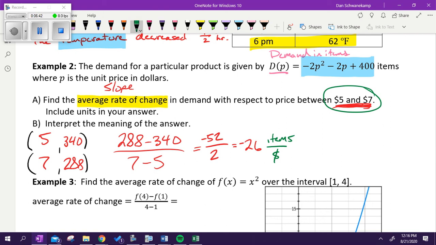Cool, we did that. Part B, we're going to interpret it. Okay, so we're going to try to interpret, make sure we got everything. So Lillian, what do you say on that one? How'd you interpret this thing? I said on average, between $5 and $7. Wonderful. So we set a time interval. That's important. When was this true? Well, when the price was $5 to when the price was $7. Great.